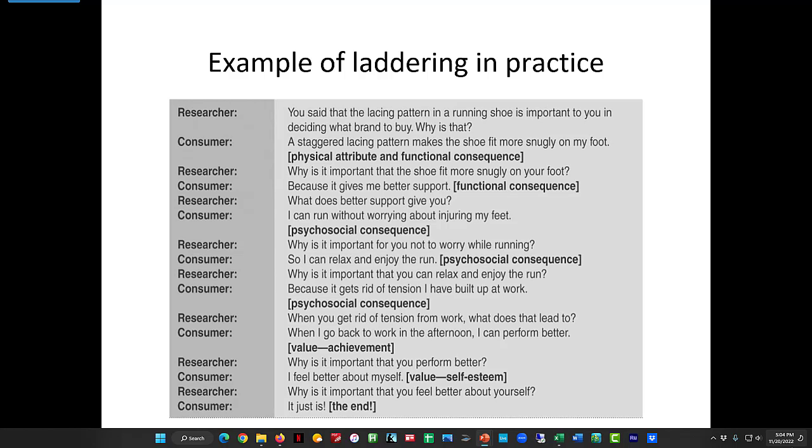Here's another example of how laddering might be used in an interview about running shoes. You should pause the video so you can read the transcript. When you're done, press play.